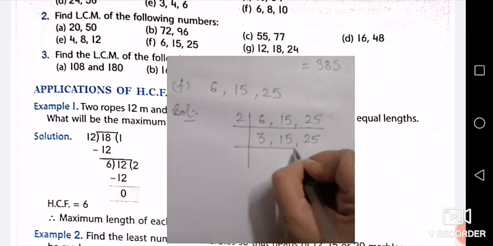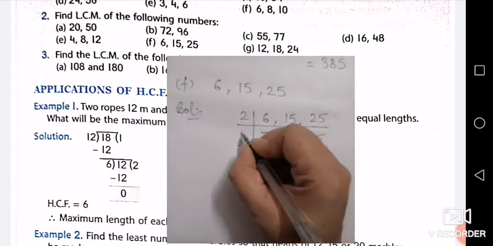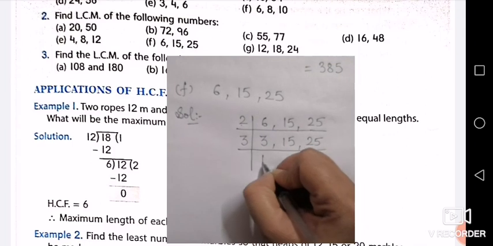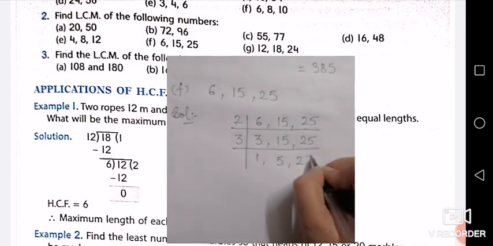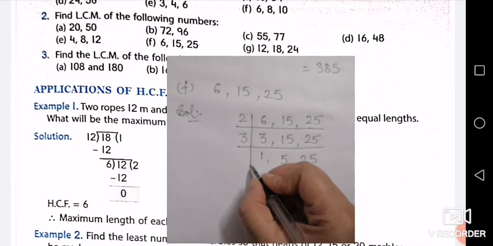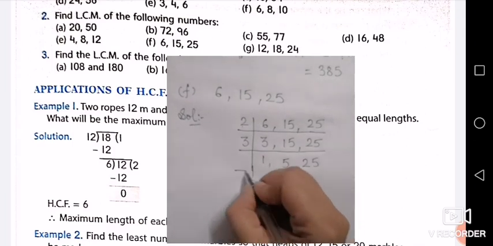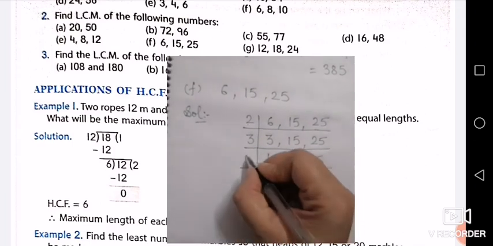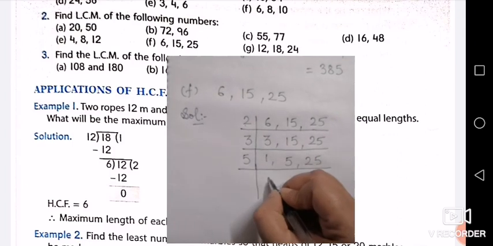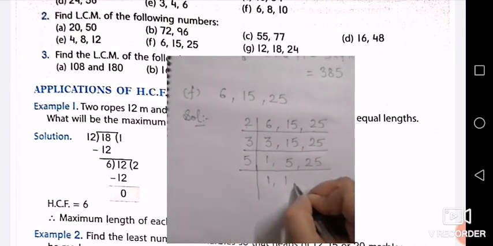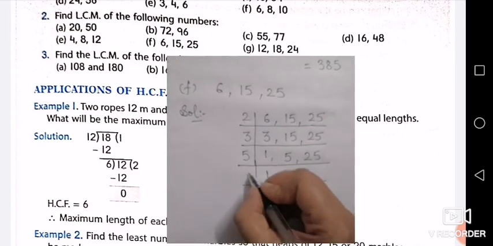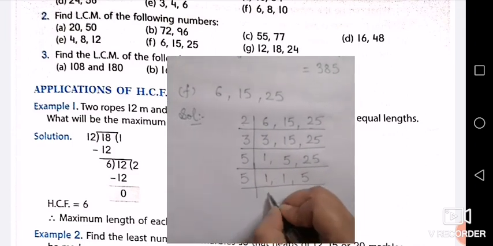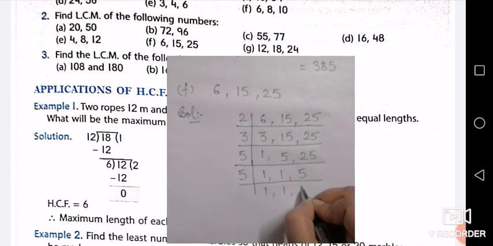Now what will be our next prime factor? 3. 3 one times, then 3 fives are 15 and then 25. Now what will be our next factor? 5. 5 1s are 5, 1, and then 5 fives are 25. Then lastly we have 5 as our prime factor.